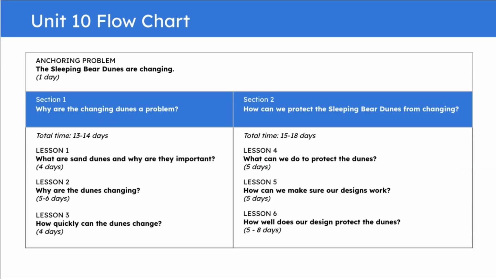This unit is divided into 2 sections. Each section has a driving question designed to reflect what we anticipate students would naturally ask through the learning process. After launching with the anchoring phenomenon, sections 1 and 2 each include 3 lessons. Overall, the unit should take about 28 to 32 days to complete.